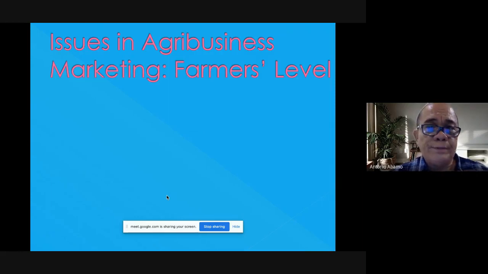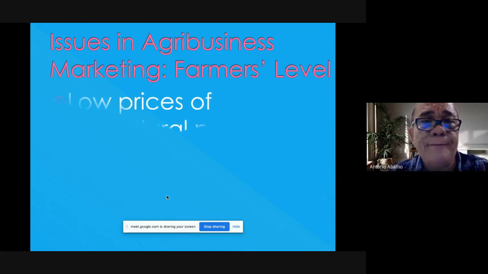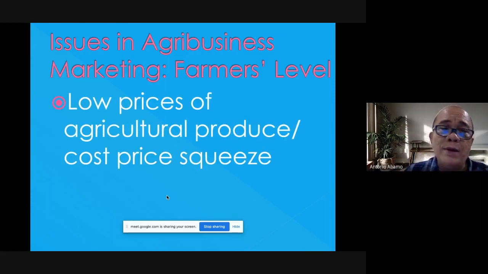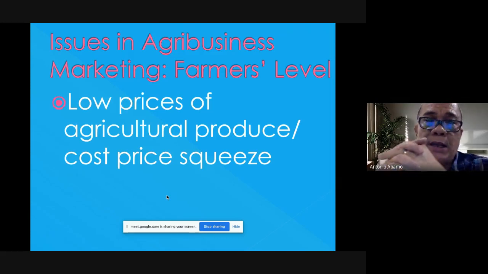Now, the other issue is talking about issues at the farmer's level. What are the issues at the farmer's level? One of the lingering and recurring issues at the farmer's level is the low price of agricultural produce. The price is also squeezed to the point that it's already a losing price. You inventory.